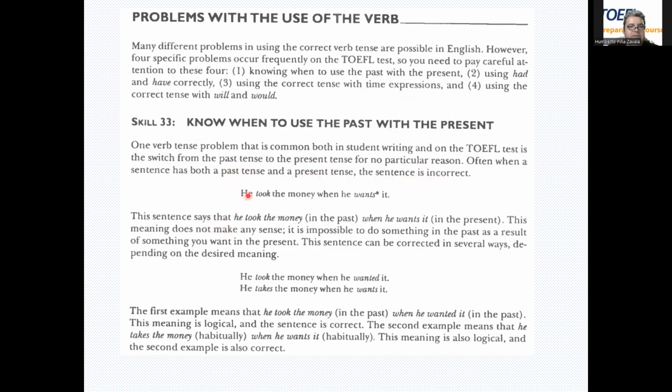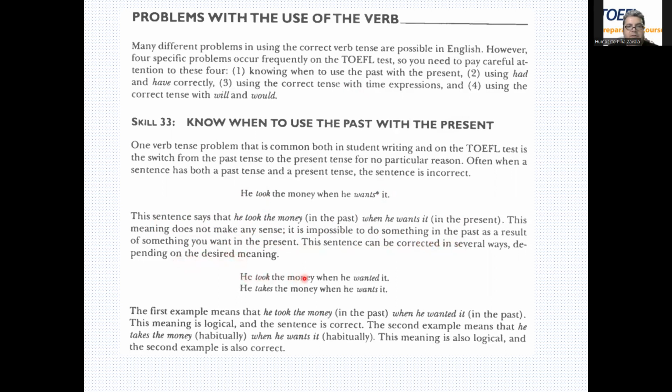For example, here: he took the money when he wants it. This sentence says that he took the money in the past when he wants it in the present. This meaning does not make any sense. It is impossible to do something in the past as a result of something you want in the present. This sentence can be corrected in several ways, depending on the desired meaning.